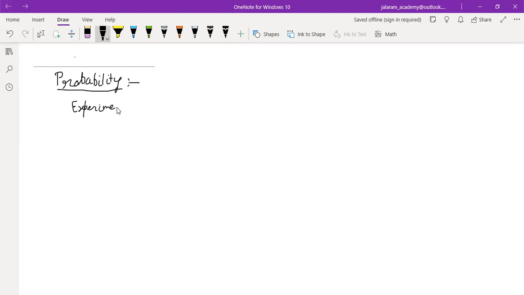Do you know the meaning of experiment? Anything which is performed is called an experiment. Okay. Write in your notebook: anything which is performed is called an experiment.